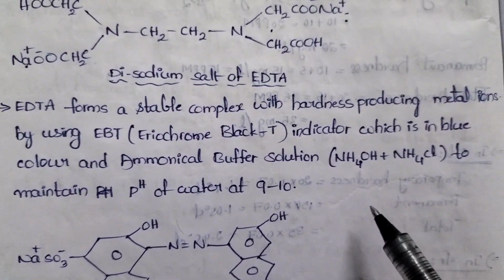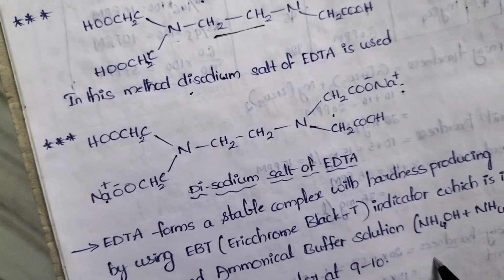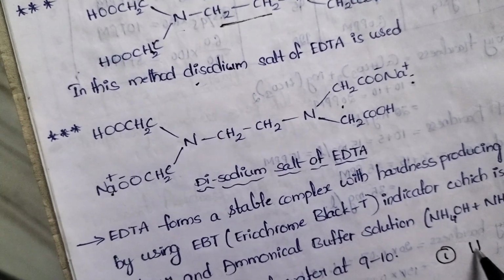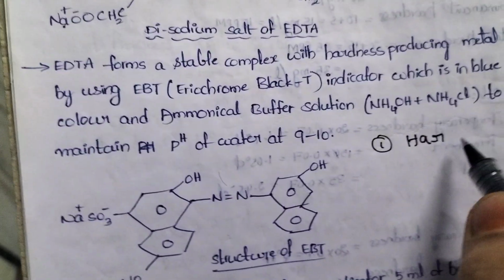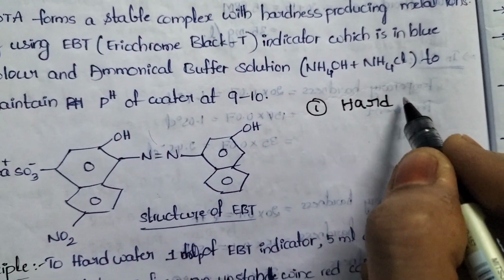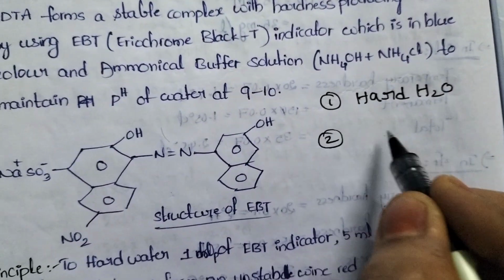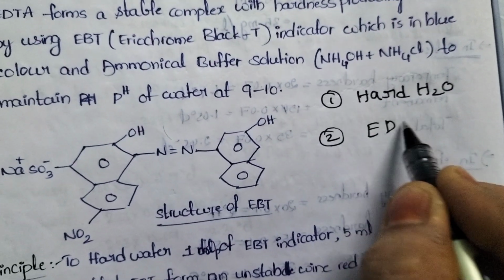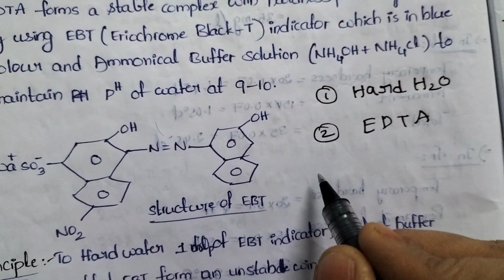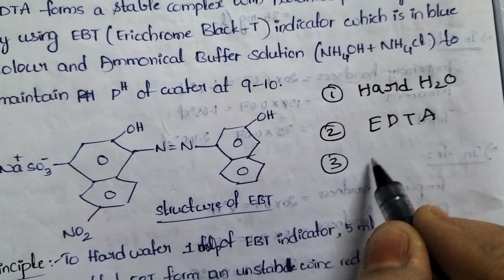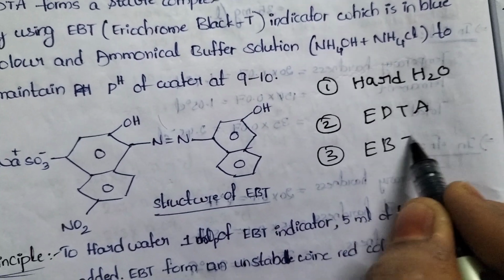What are the chemicals we need? Our aim is to calculate hardness. So, if our aim is to calculate hardness, our first requirement is what? Hard water. Second one is what? It is calculated by using EDTA. So EDTA is the second chemical. Third chemical is one indicator.